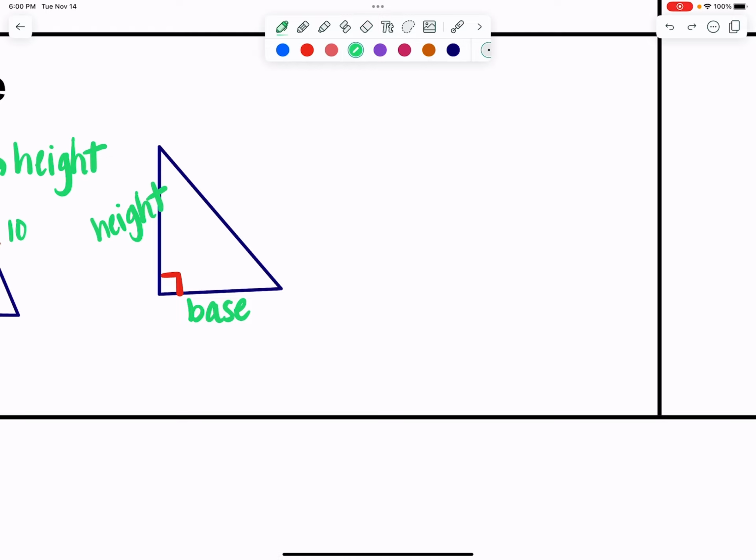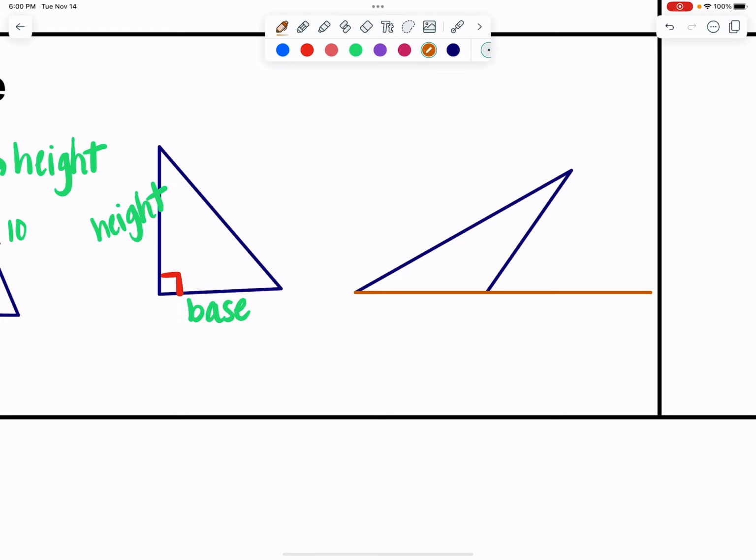The other type of triangle you might see would be an obtuse triangle. In an obtuse triangle, I'm going to put a line at the bottom so you can see where that baseline is. I have a reason, I promise. You still get the base, from there to there.